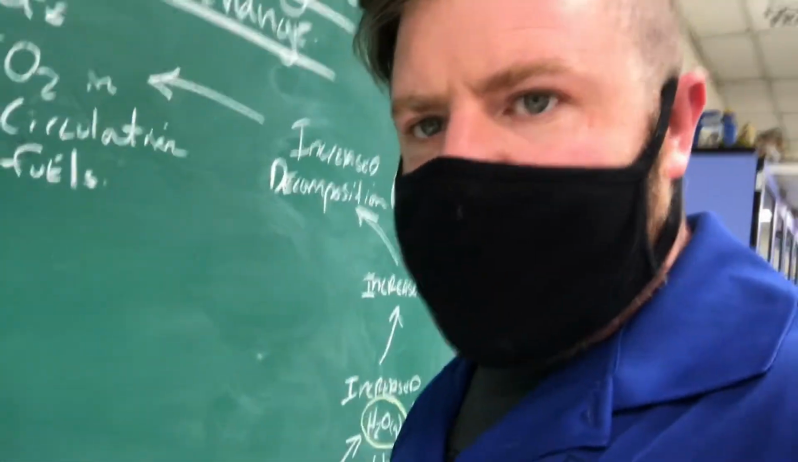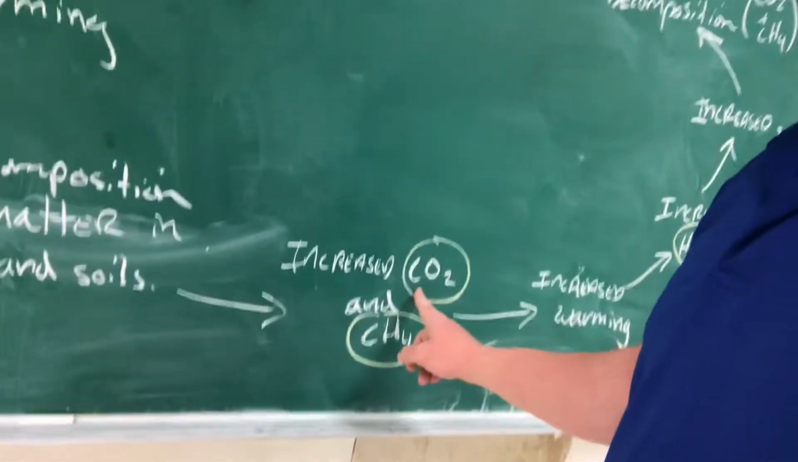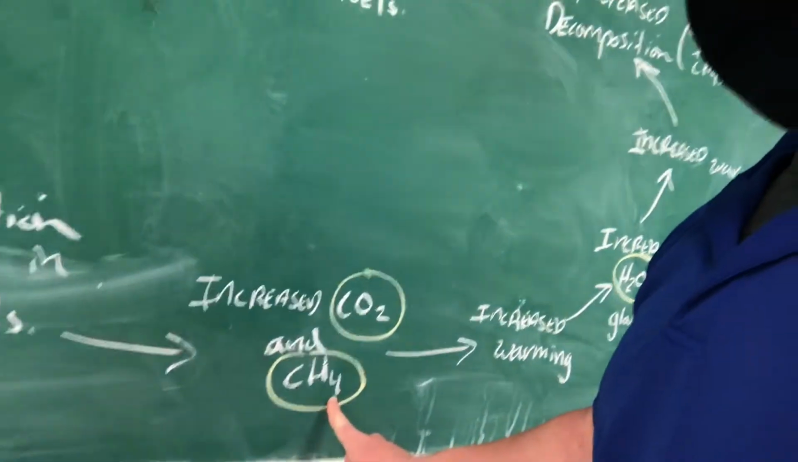And this is the reason I've got them circled in yellow. Carbon dioxide and CH4, methane, or as the English say it, methane. Now, methane is important here because it is an extremely potent greenhouse gas. In fact, it's many times more potent in terms of the warming effect that it has than CO2 is.